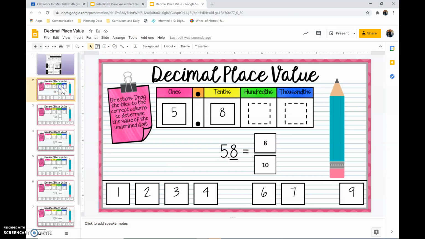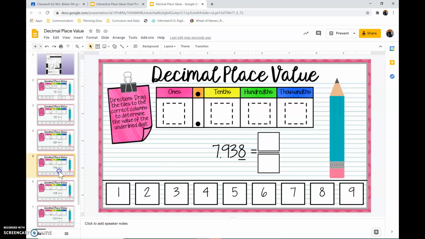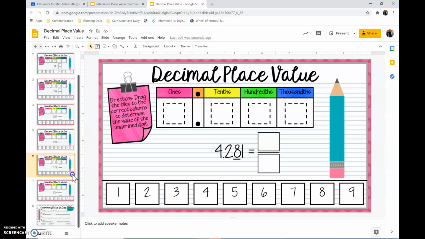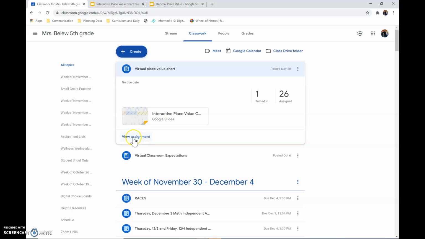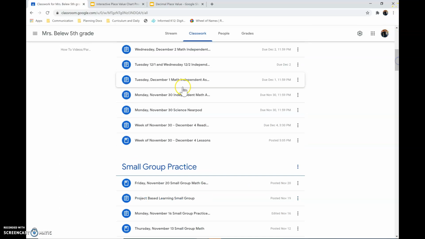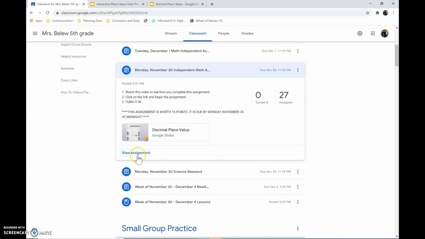So once you've finished all of these, you are going to go back to Google Classroom. You're going to click, not that one. You're going to click View Assignment and turn it in. It is due by midnight on Monday, November 30th, and it is worth 16 points. Please make sure you get it completed. Thank you.